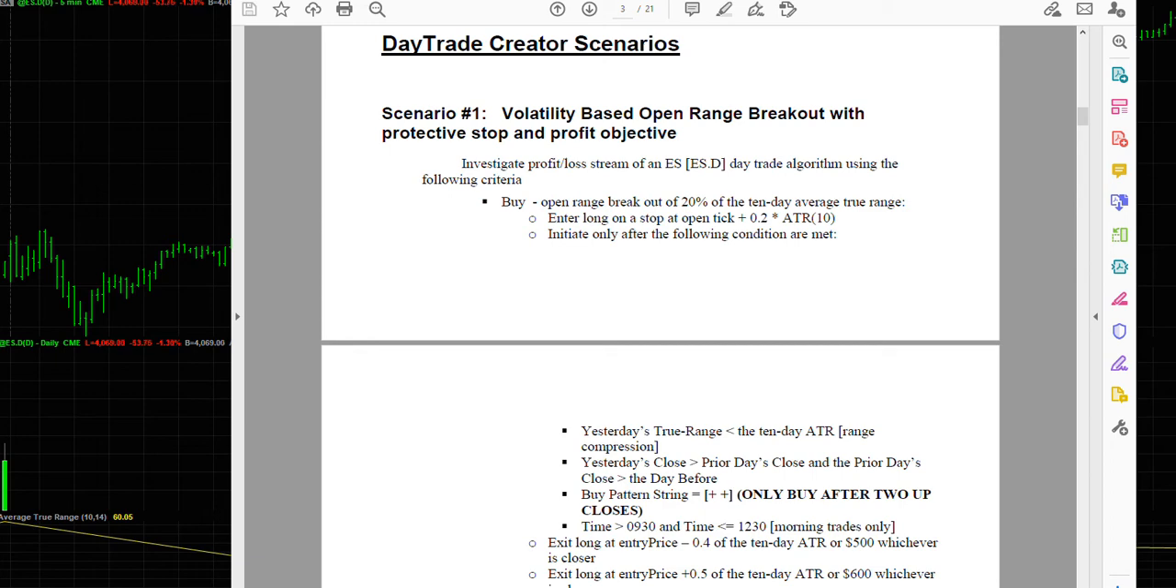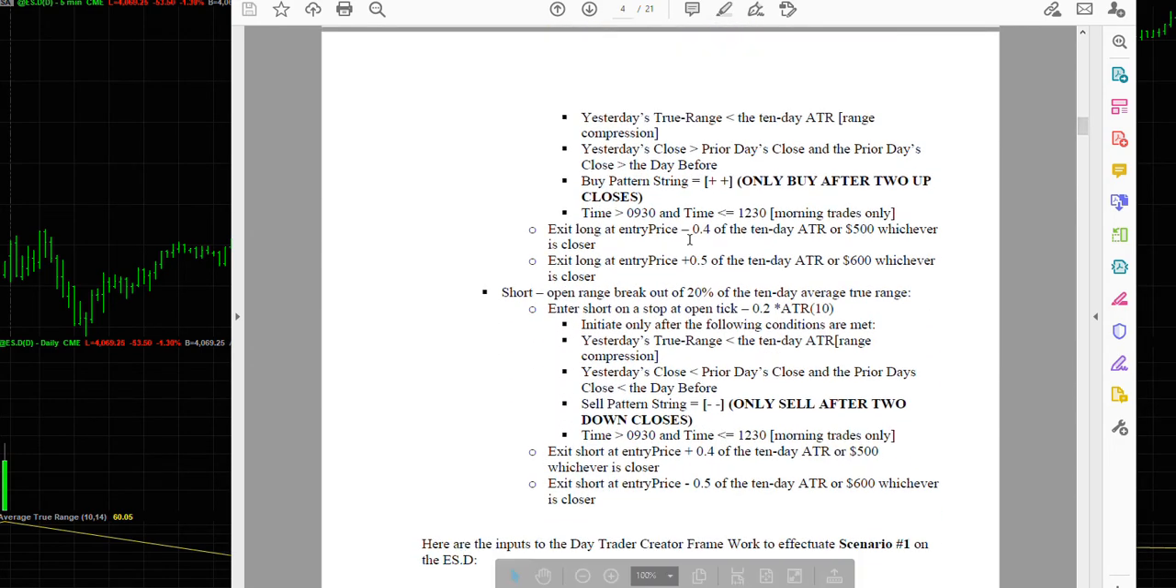And I only want to buy if yesterday's close is greater than the prior day's close, and the prior day's close is greater than the day before. That's easy for me to say. So that's a plus plus pattern. So the buy pattern string will be plus plus. Only buy after 2 up closes. And I only want to trade basically the morning session from 9:30 till 12:30. And I'm going to exit long at an entry price. Let me scroll this up so you can see what I'm talking about here. Sorry about that. I only want to buy during that time period, and or sell.